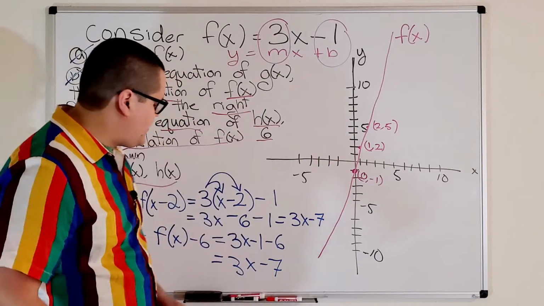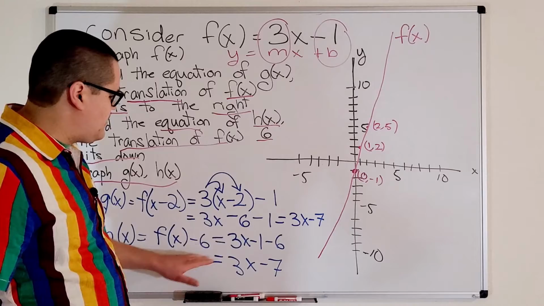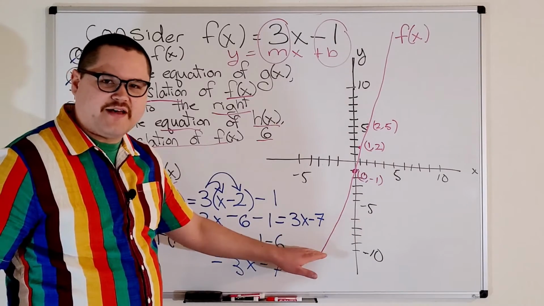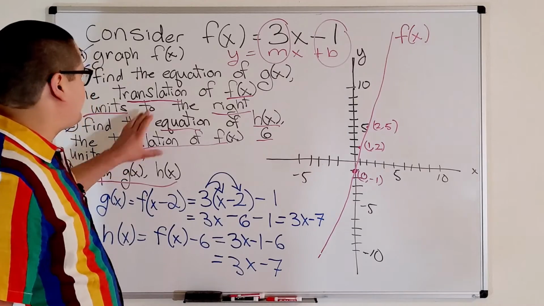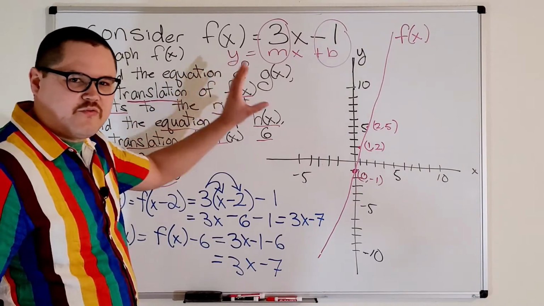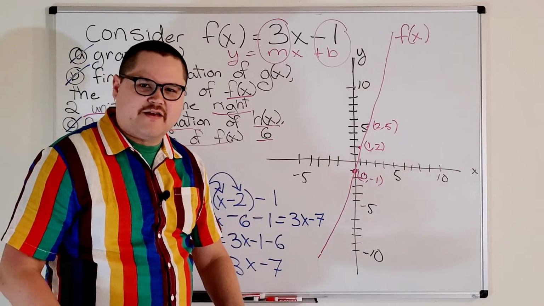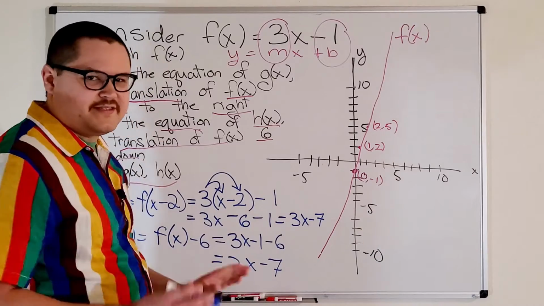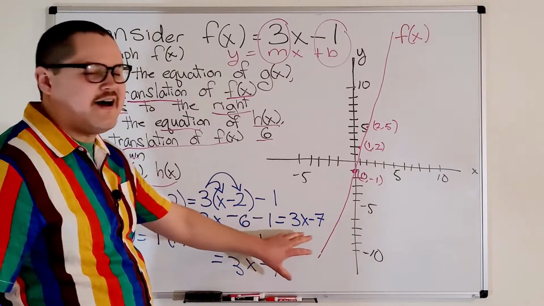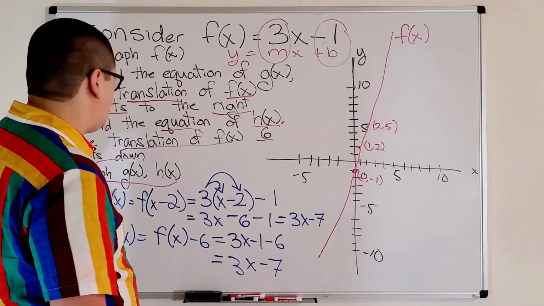This appears quite puzzling. We obtained the same equation for g of x and for h of x. But g of x was the translation of f of x 2 units to the right. h of x is the translation 6 units down. Did we make a mistake? Well, let's see. We'll graph this line, and we'll see if we did everything correctly. So this is part D.